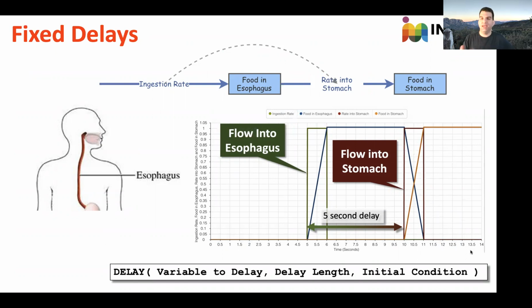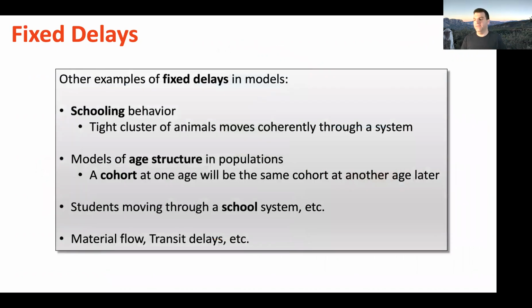And when you then think about what that actually means for the food in the esophagus and in the stomach, then in between times 5 and 11, there's food that ramps up into the esophagus, stays in the esophagus as it's transported down the esophagus, and then comes down to 0 as it exits the esophagus. And as it's exiting the esophagus, it's entering the stomach, which means that after that time point, it stays in the stomach. So that's an example of simulating fixed delays in the esophagus.